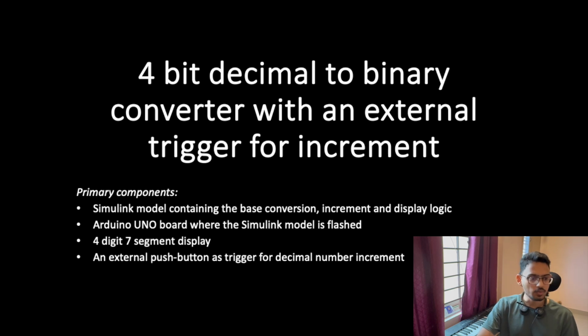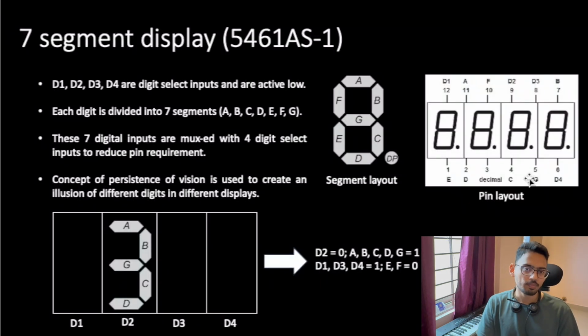So that being said, we will be using a 4-digit 7-segment display and an external push button trigger for manually incrementing the decimal values. Before moving on to the actual model, let's dive into how this 7-segment display actually works. The hardware that we will be using is the 5461AS1. As we can see on the right, each digit has 7 segments and 1 decimal point. These segments are marked as A, B, C, D, E, F and G.